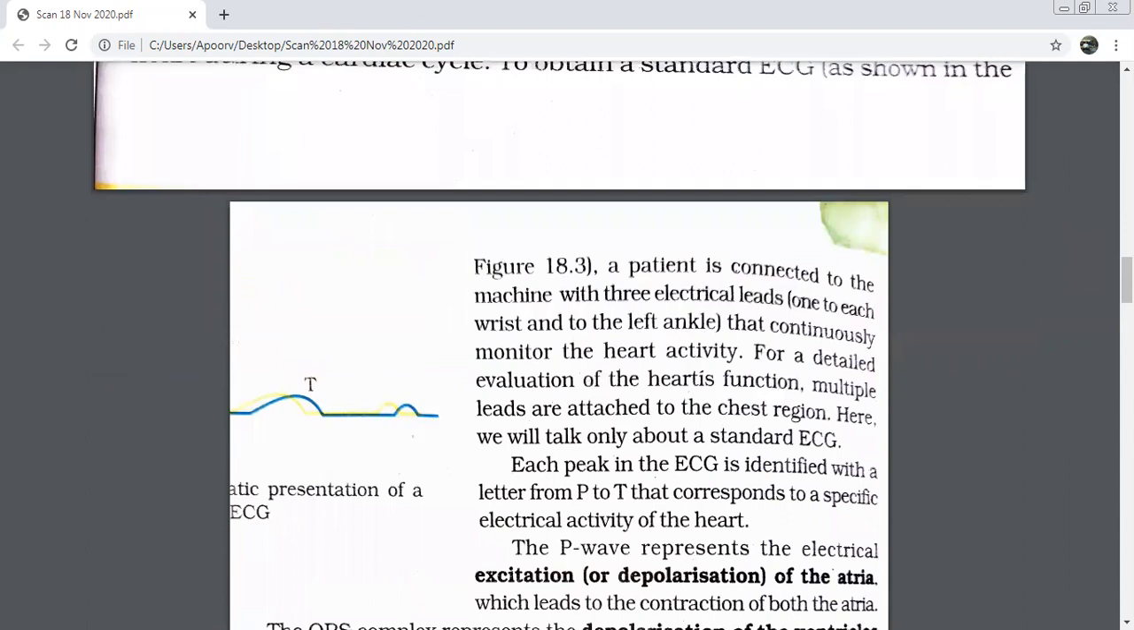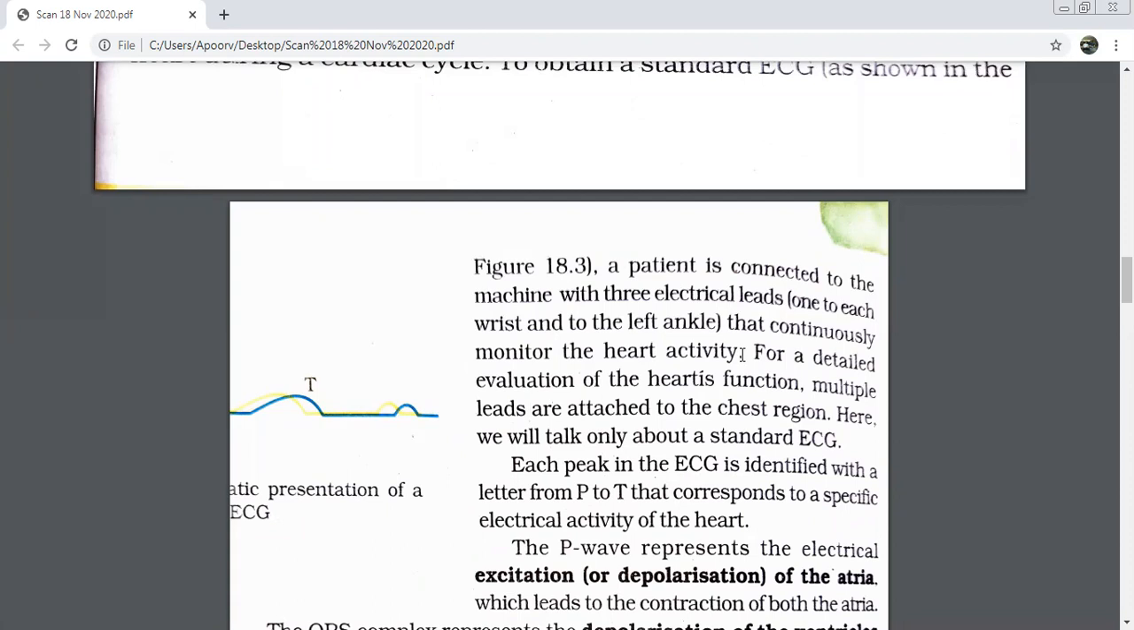Move on to this, again a nice one. So we are doing an ECG. A patient is connected to a machine with how many electrical leads? 3. Okay, one is connected to each wrist and to the left ankle. Yes. Very good, beta. Listen carefully. We got 3 leads. One will go to each wrist, right wrist and left wrist. And the third one, where will it go? Left ankle. Yes.